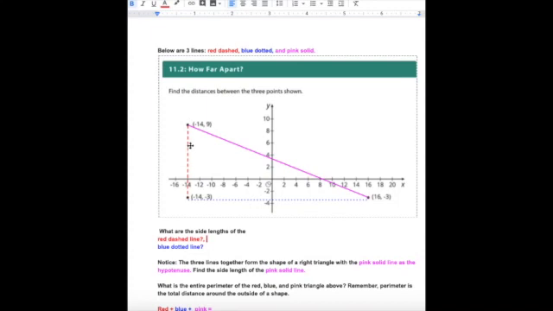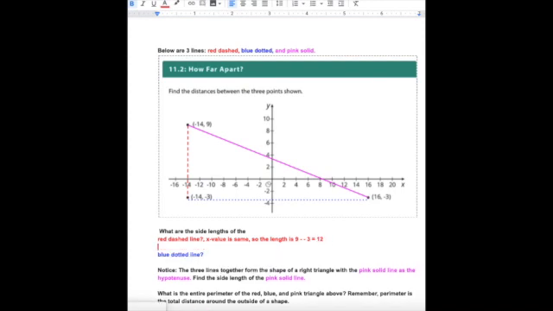So my red side, the red dashed line, is vertical. It goes from negative 14, negative 3 to negative 14, 9. So the x value is the same. So the length is 9 minus negative 3, which is 12. So the red dashed line is 12 units.